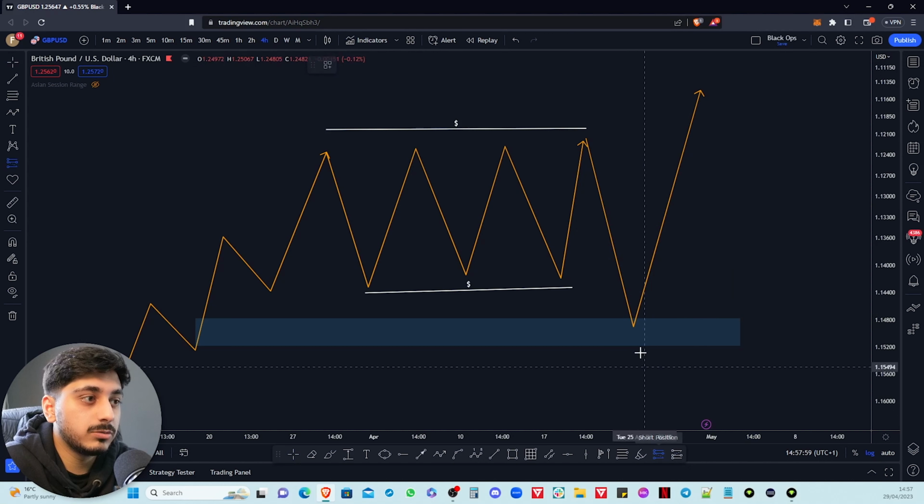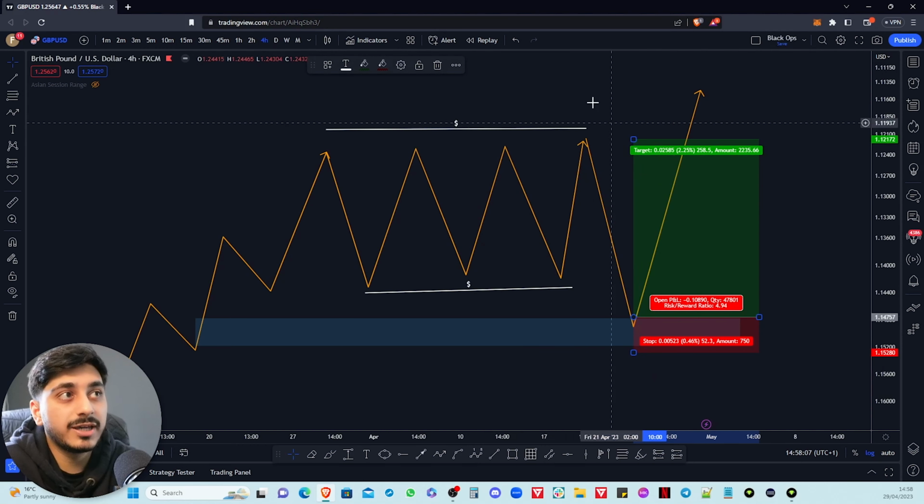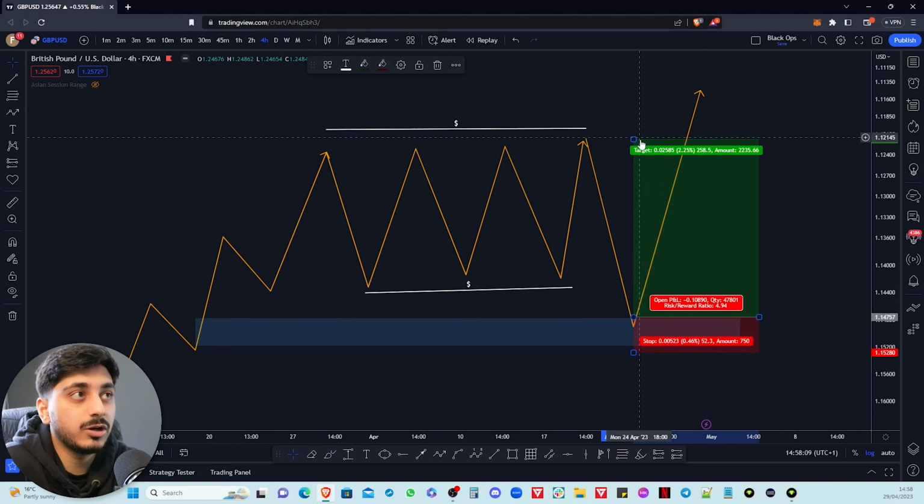Oops, wrong one. Something like this. Stops just below the POI, and then you're targeting. So your minimum target is going to be this low here, but you essentially want all that liquidity to be taken out. So that's what I would target.